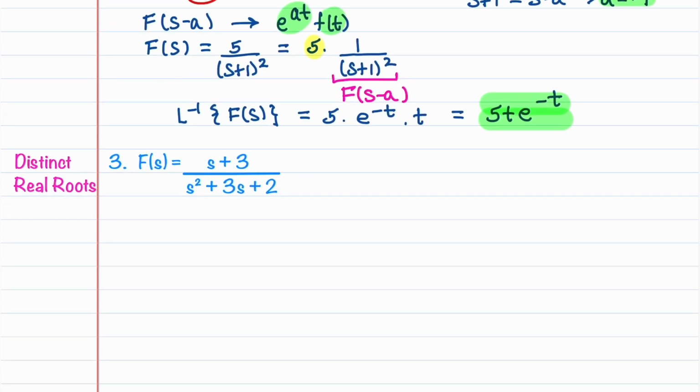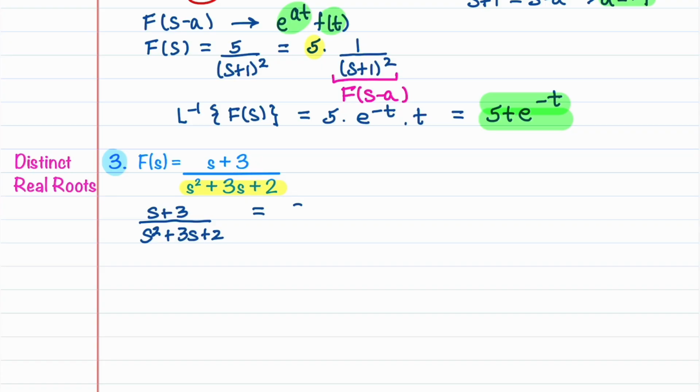Let's now look at our third example. We're going to find the inverse Laplace transform of (s + 3)/(s² + 3s + 2). In this problem, we have a quadratic in the denominator. The first thing that you want to do when you have a quadratic is see if you can factor it. We have s + 3 all divided by s² + 3s + 2.